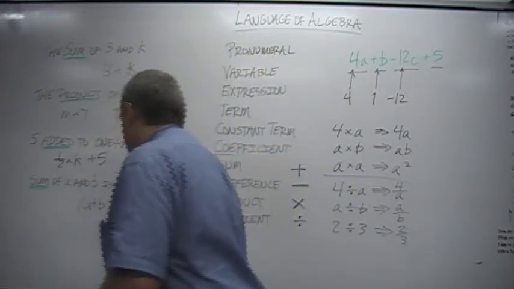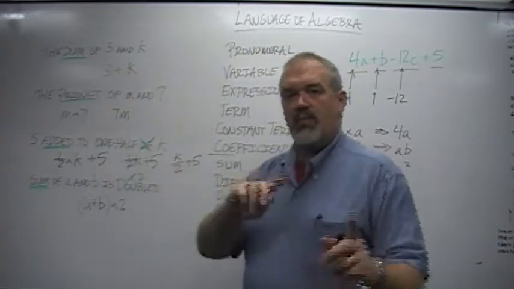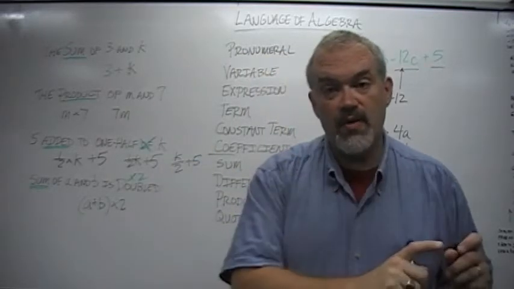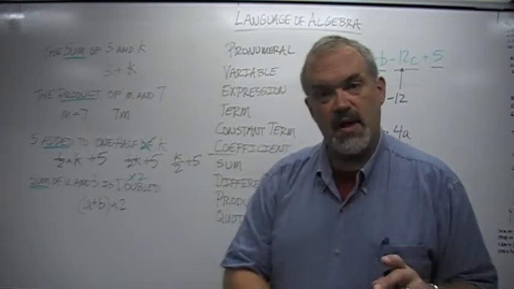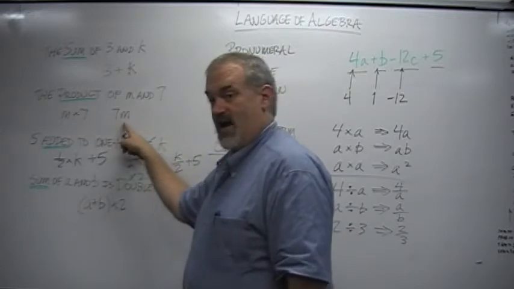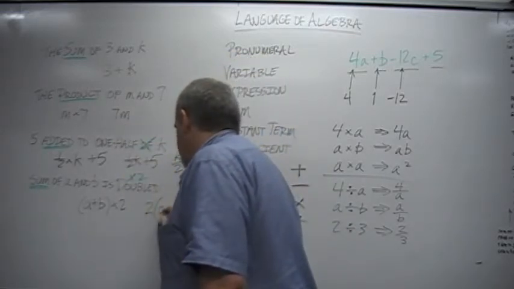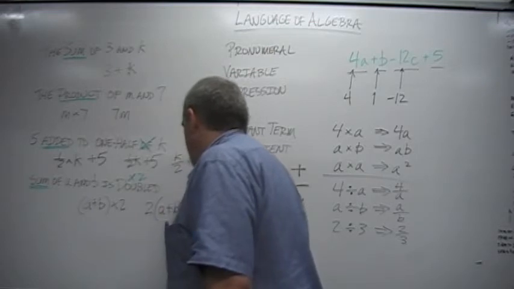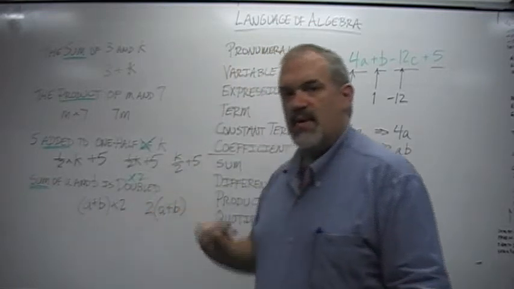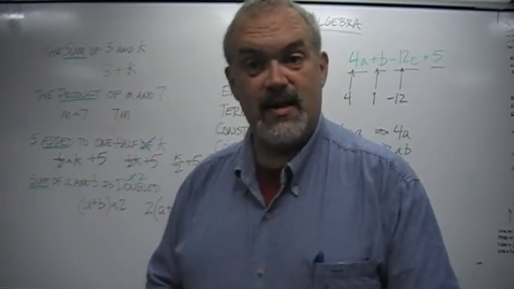times 2. But remember what I said up here? When we multiply by a number, we usually put the number in the front, and we drop the times sign. Remember? So instead of m times 7, we say 7m. The same is true here. The better way to write this is 2 times A plus B. It's the same thing as this, but it's a little more consistent with the conventions we usually use. And that is the language of algebra.